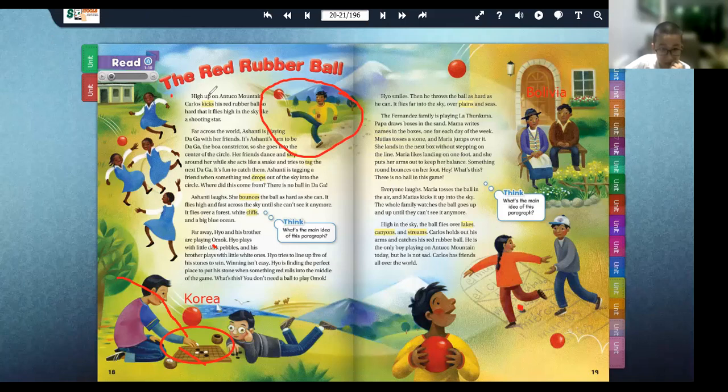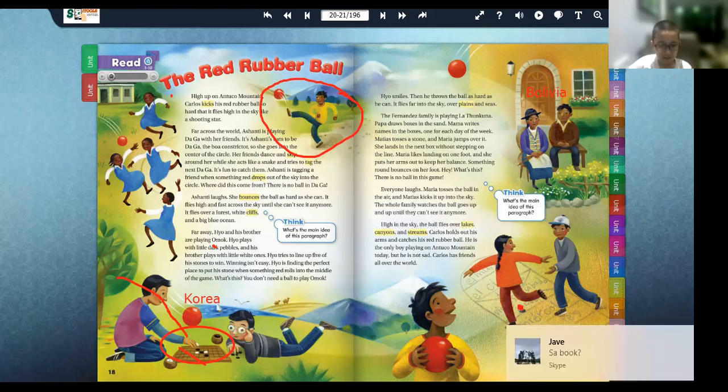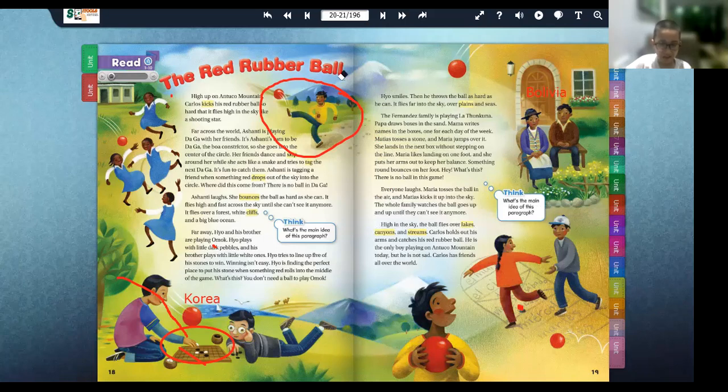All right. So again, the reason why we're reading this one is because we are looking for the main idea. So again, what is the main idea? It's the idea from the story, or what the story is about. It's about the boy named Carlos picking the ball. All right, there you go. So we have it here now. I want you to look at what's the main idea of this paragraph.